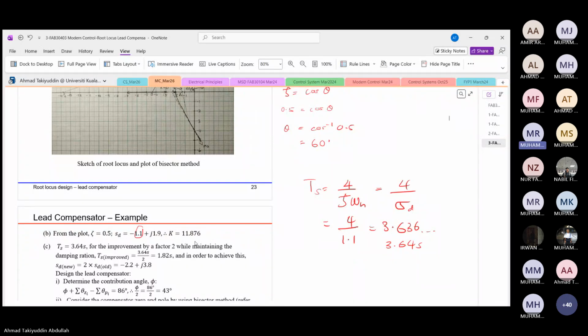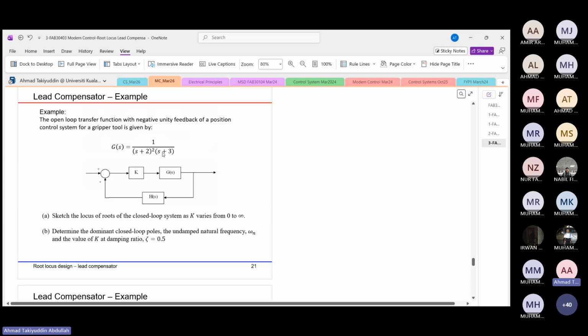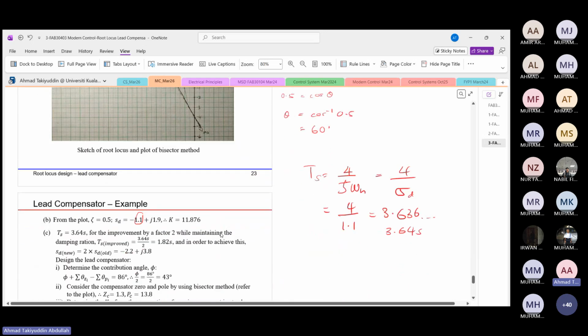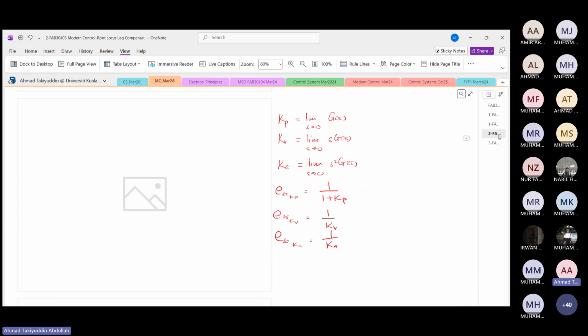Sir, how do you get the value for K again? How do I get the K value? Yes, 11.876. Take what you have here and substitute it into the original equation that you have here, and you are going to have your K equal to 11.876. Same as what you can have here.